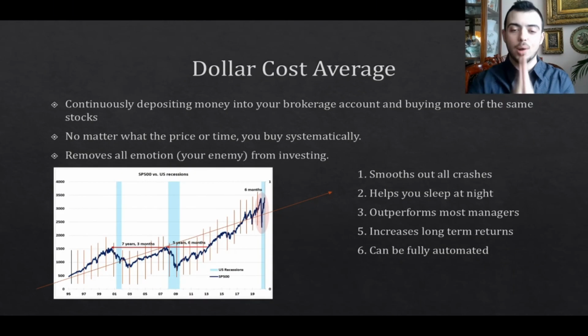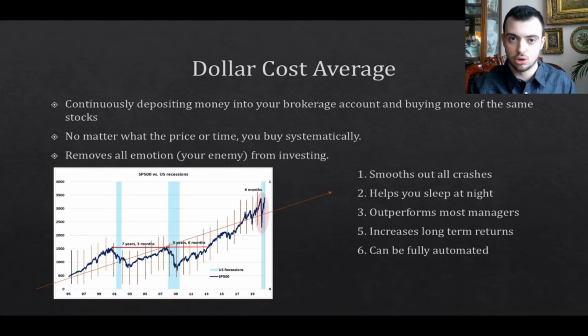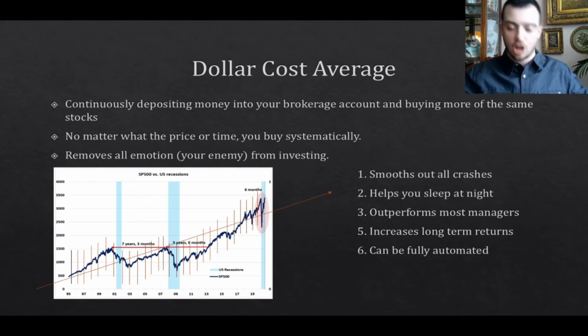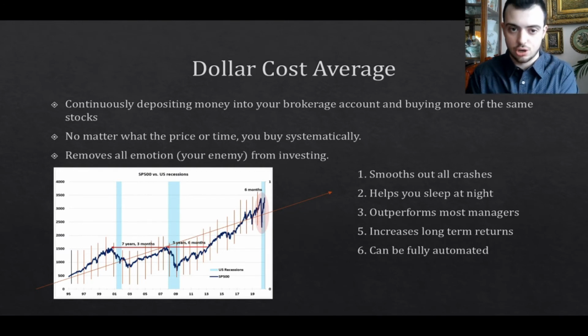The next most important concept when it comes to passive investing is a phenomenon called dollar cost averaging. This is where you are continuously depositing money into your brokerage account and continuously buying more of that same fund or ETF. You could also do this with stocks. So you're constantly putting money into your account and constantly buying the same stock or security, no matter what the price or time is. This is super important. This takes all the emotion out of investing. Remember, emotion is your worst enemy.